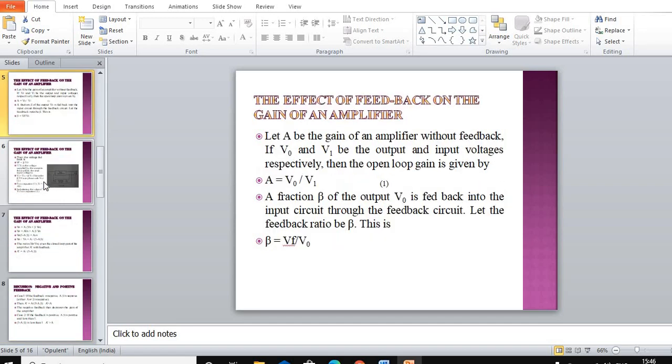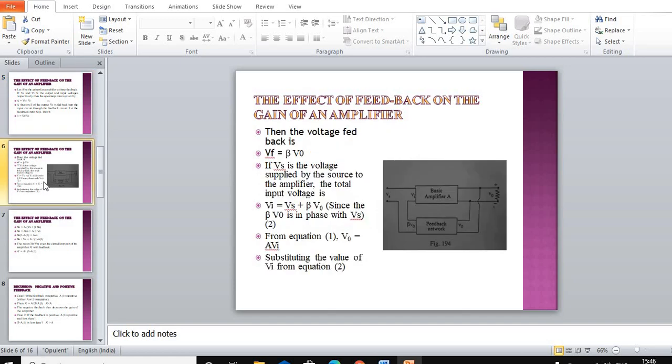The effect of feedback on the gain of an amplifier. Let A be the gain of an amplifier without feedback. If V0 and Vi be the output and input voltages respectively, then the open loop gain is given by A equal to V0 by Vi. A fraction beta of the output V0 is fed back into the input circuit through the feedback circuit. Let the feedback ratio be beta. This is beta equal to Vf divided by V0. Then the voltage fed back Vf is equal to beta into V0.